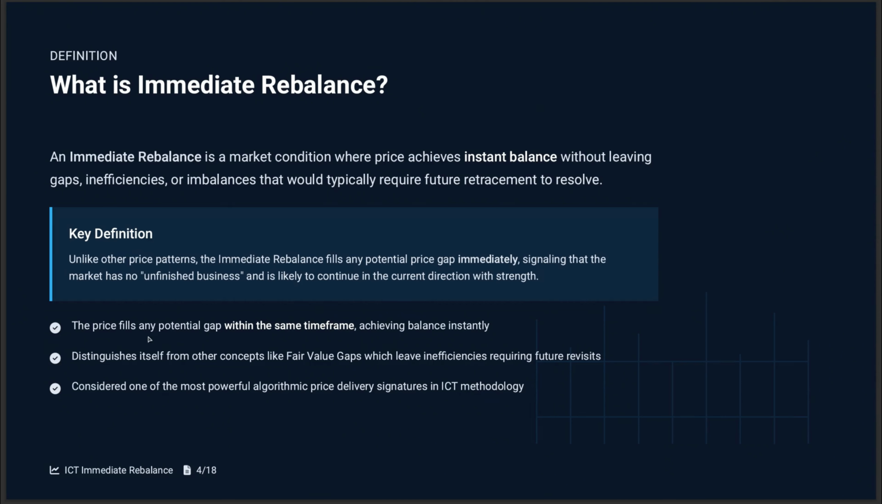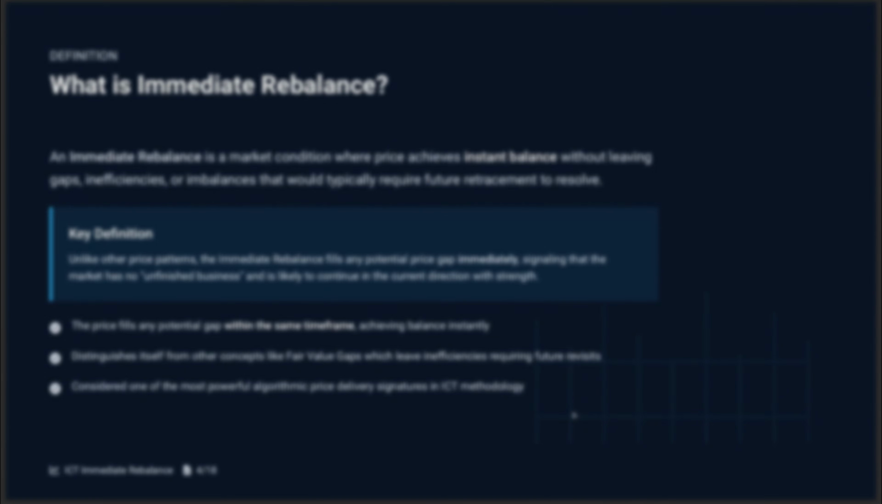The price fills any potential gap within the same time frame, achieving balance instantly. It distinguishes itself from other concepts like fair value gaps, which leave inefficiencies requiring future revisits. And lastly, it's considered one of the most powerful algorithmic price delivery signatures in ICT methodology. So nothing more to this, nothing less.